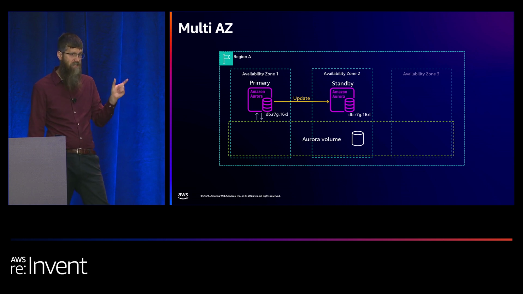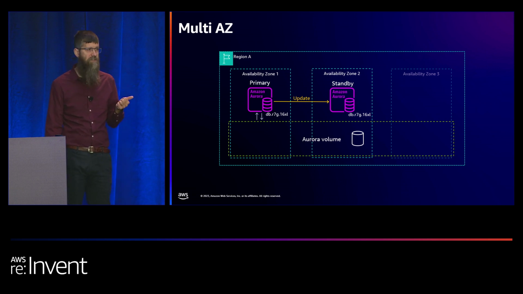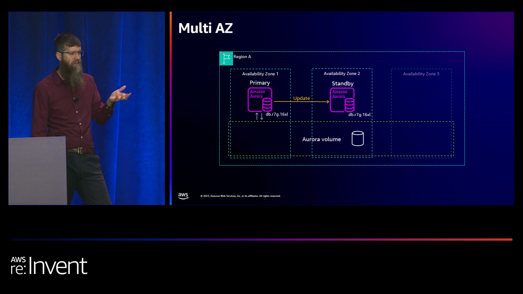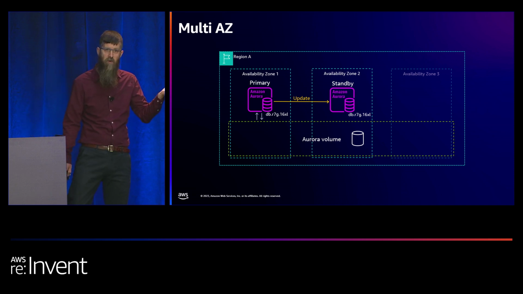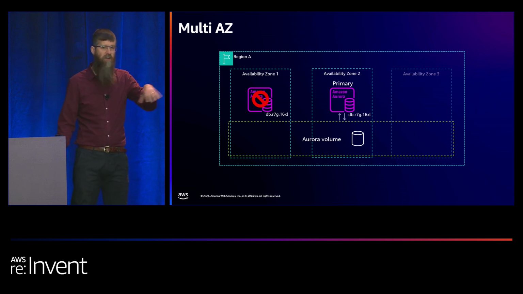And we've made them the same size. In this case, they're R7G 16XLs, which is the biggest Graviton 3 instance we can make. So in the event of failover, the idea is that the standby is big enough to take all the load from the primary. This is important because you've got resources there like CPU, network, and very importantly, buffer pool. Okay, so when that first one fails, the standby will be promoted to a primary.